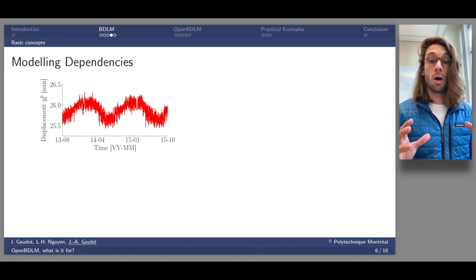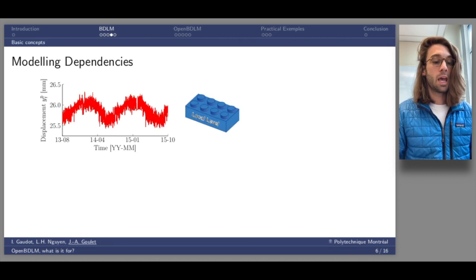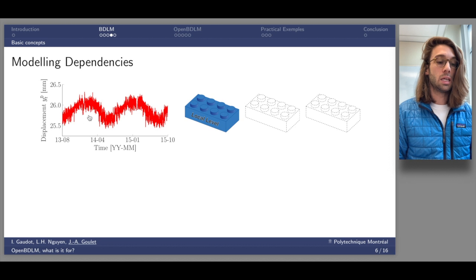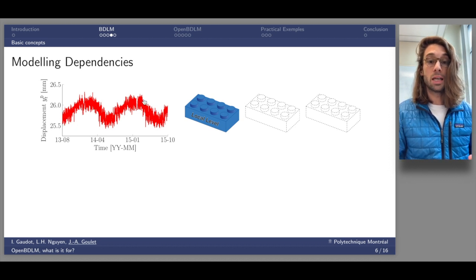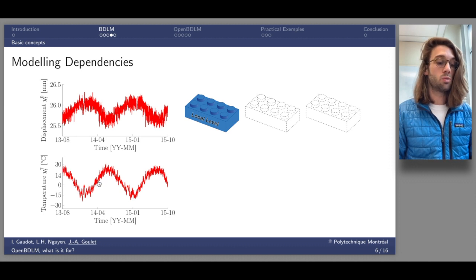Then another thing we can do is to model dependencies between multiple time series. For instance, we have the same displacement we've seen previously, and now we can model this by a local level, and we're going to have two placeholders to represent the periodic behavior as well as the autoregressive, the time-dependent behavior. But these are placeholders. Why? Because the displacement we see here is actually caused by the change in air temperature that we can measure as well, and that is represented here.